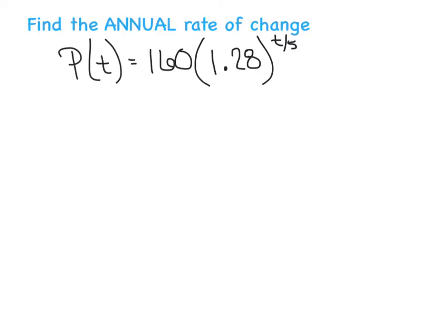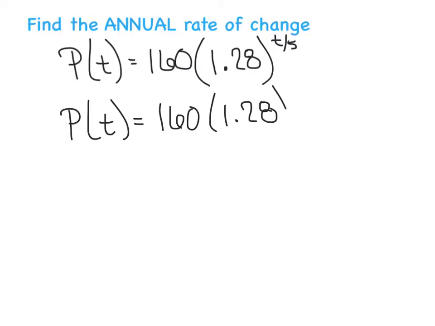And so my goal is to rewrite this function so that this coefficient is simply a 1 instead of a 1/5. And I'm going to try to take baby steps once again and see if you trust me, hopefully each step of the way. 1.28 raised to the 1/5 times t power, okay? Remember, t divided by 5 is the same thing as 1/5 times t.